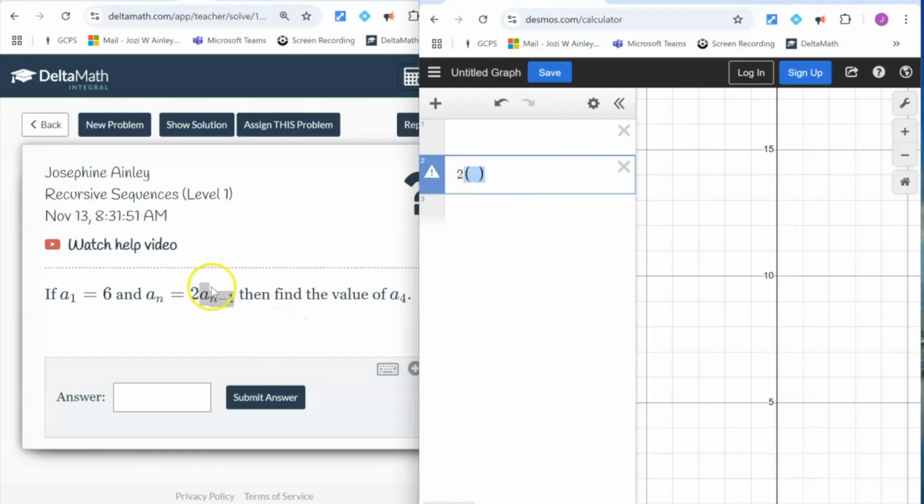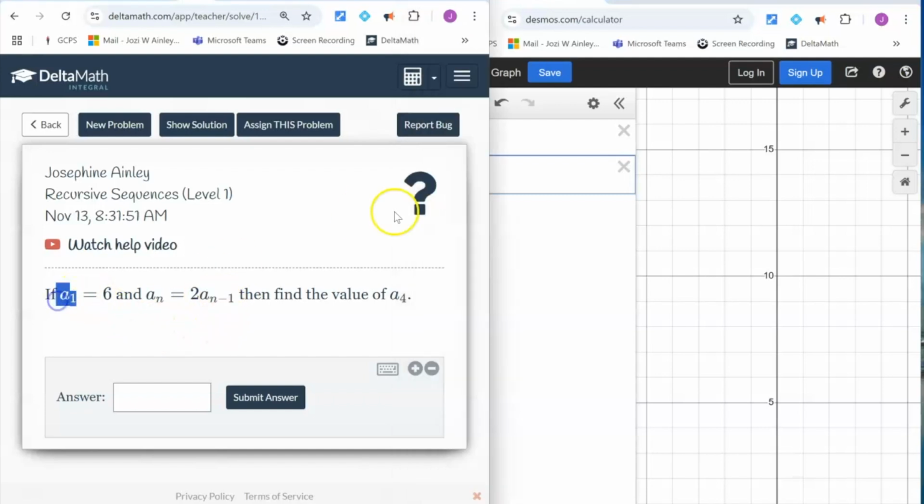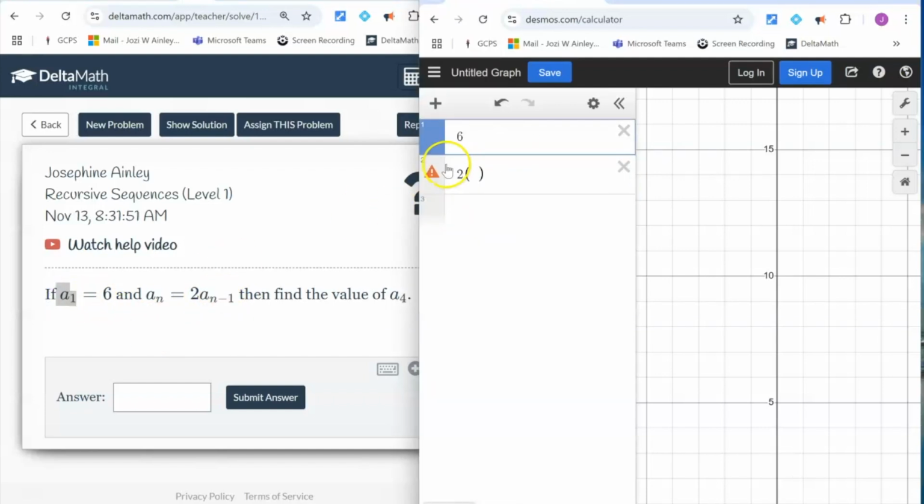But if you just write it where you put parentheses where it says previous term, you're fine. All right, my first term is 6, so I start with 6. Comma. To find my second one, you take the previous one and put it in the parentheses. So 2 times 6 is 12. So my second term is 12, and I want to go till I find my fourth one.